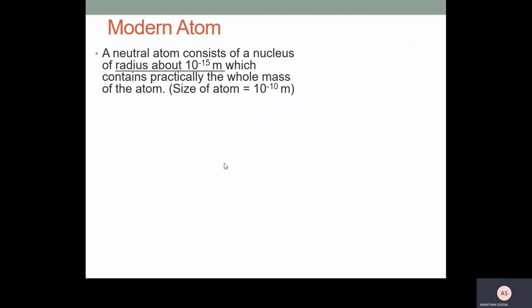So the modern atom: a neutral atom consists of a nucleus of radius 10 to the power negative 15 meters. This number we need to memorize. The size of a nucleus is 10 to the power of negative 15. The size of an atom is 10 to the power of negative 10. The atom is 100,000 times bigger than the nucleus.